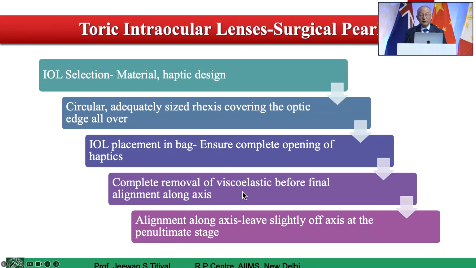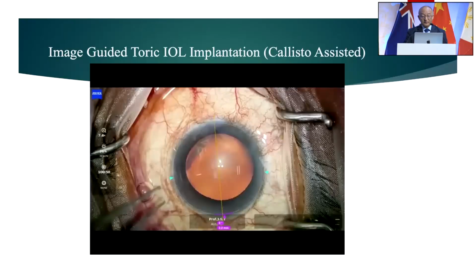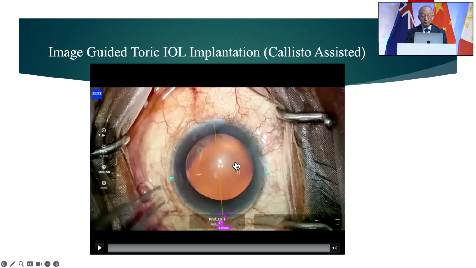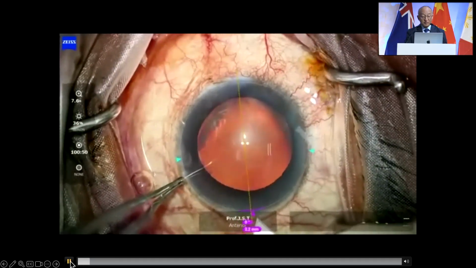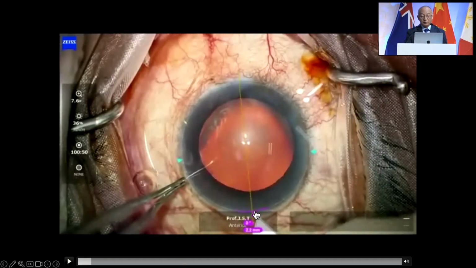You remove the viscoelastic completely if you are using a viscoelastic for an IOL insertion, and align in a proper way also. Just to show you one representative video which is based on an image-guided system. These are very, very important tips. So this is what incision mark is there.